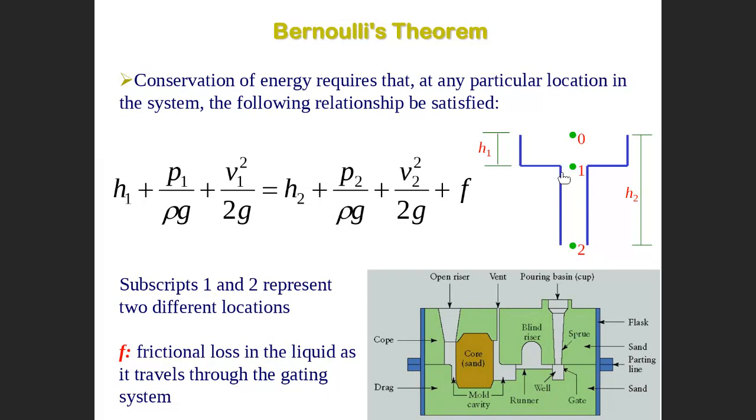So we apply it between point 1 and point 2: H1 plus p1 divided by rho g plus v1 squared divided by 2g, where p1 is the pressure at this point and v1 is the velocity at point 1, is equal to H2, the head of point 2, plus p2 divided by rho g plus v2 squared divided by 2g. Rho is constant because the liquid is the same, so we have the same density, and the gravity acceleration is also constant, 9.81. p2 is the pressure at point 2, and v2 is the speed at point 2.